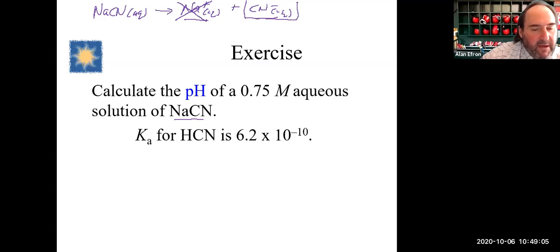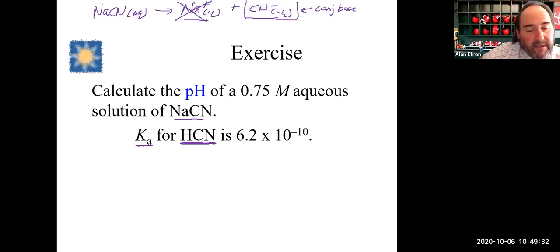CN minus, if you're not sure of it, again, you could look at the problem, it gives you a big hint. CN minus probably came from HCN. HCN has a Ka value, which tells us that HCN is a weak acid, which means our CN minus here would be a relatively strong conjugate base, as the relationship. And what that also tells you is it then should react with water.